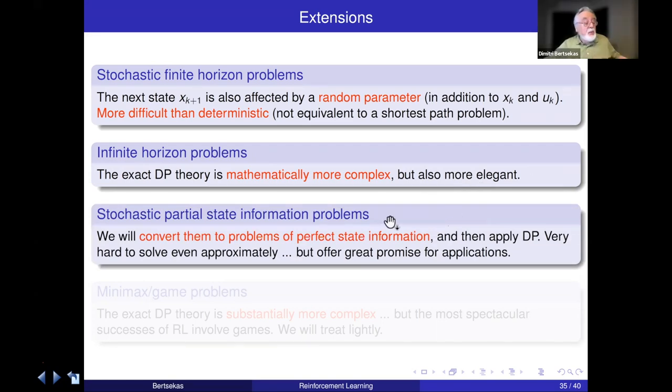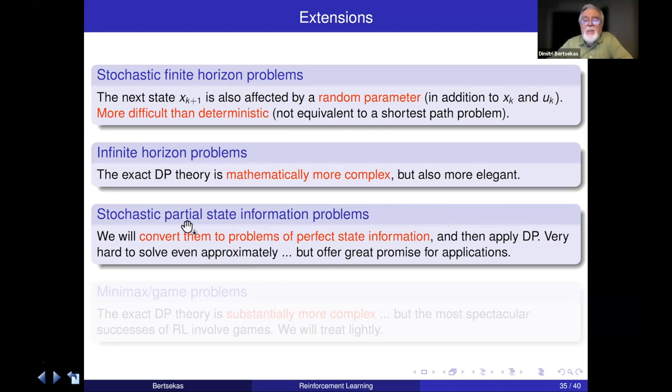Okay, here's another class of problems that's very important and also poses a lot of challenges. Partial state information problems. Sometimes people call them POMDP, partial observation Markovian decision problems. We're going to be making the assumption for stochastic problems that at every stage we observe the current state. We have full knowledge of x_k when we apply u_k. This is called perfect state information.